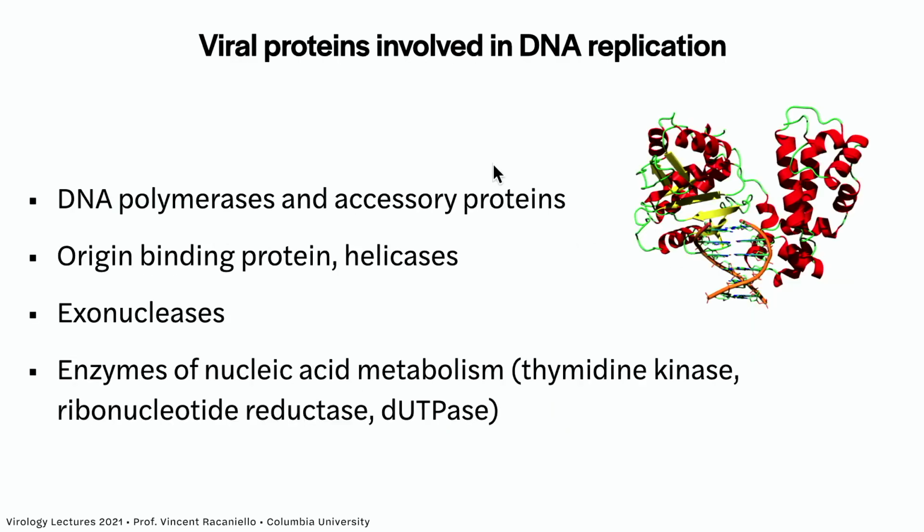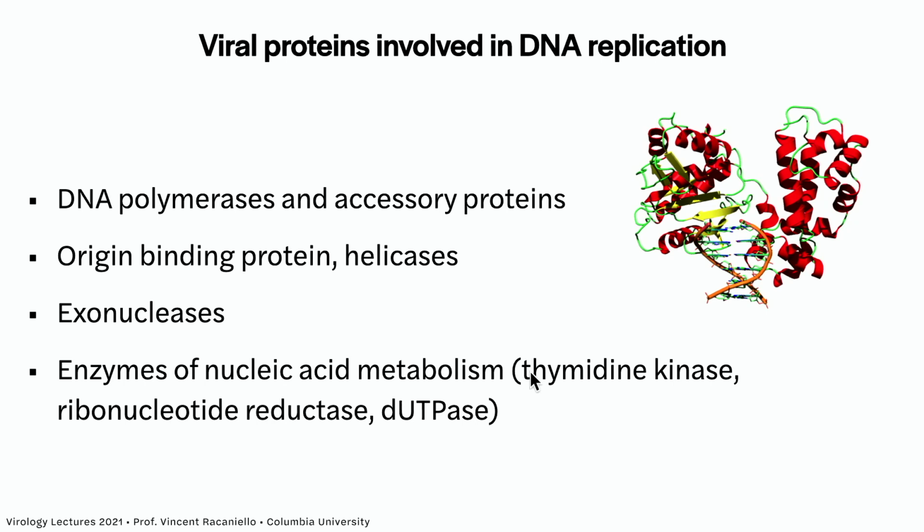So what proteins are we talking about here? We're talking about DNA polymerases and accessory proteins. In our eukaryotic cells, there are a number of DNA polymerases that have different functions, as you'll see. And then there are other accessory proteins that are needed. It's a complicated series of reactions. These include origin binding proteins. Remember, the origin is where DNA synthesis begins. And helicases that unwind DNA. Exonucleases to cut away the primer. And also enzymes that are needed to make the triphosphates.